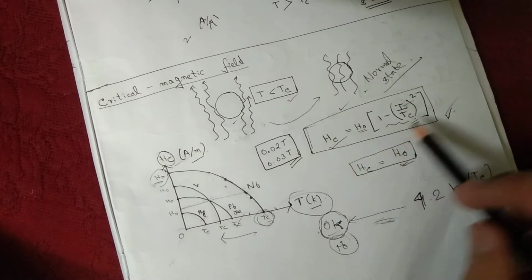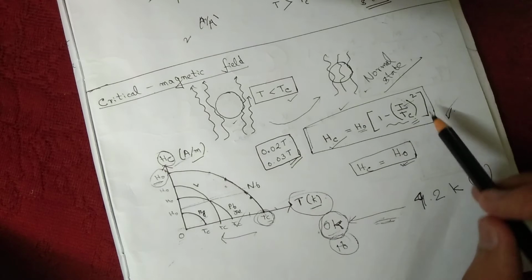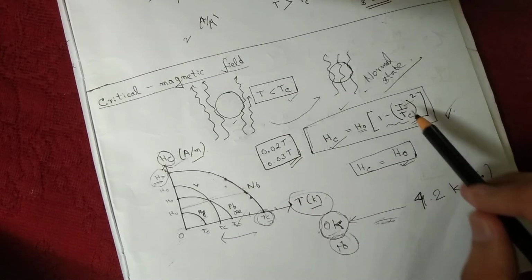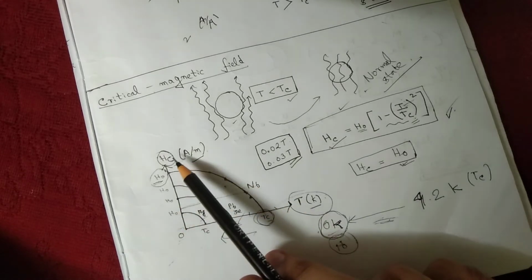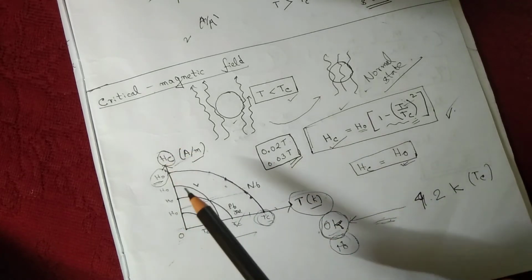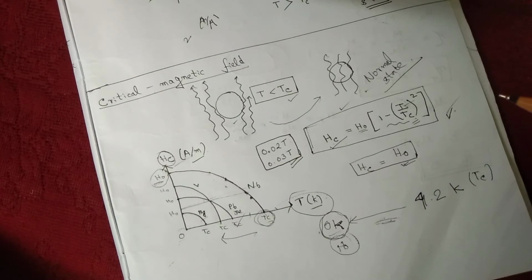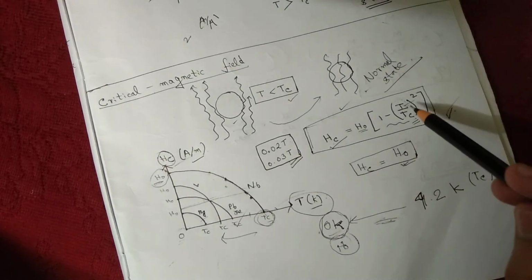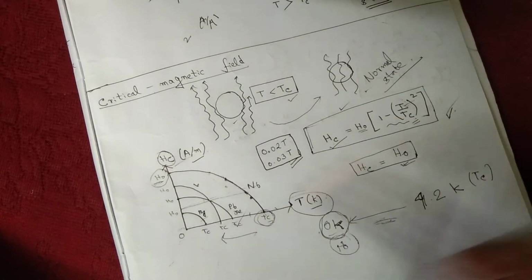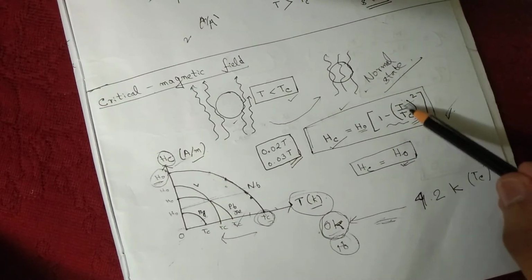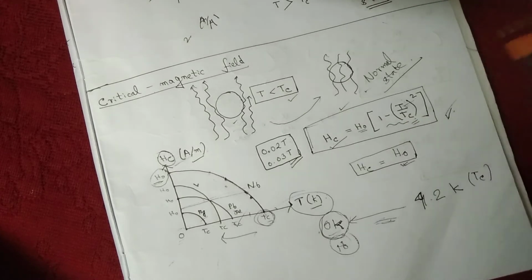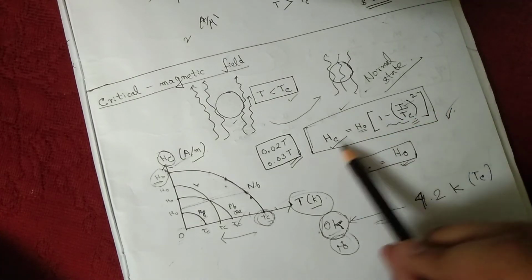So at Tc, if you put Tc in place of T, you can see the value of magnetic field intensity is zero. Just put Tc over here. Tc will cancel with Tc and become 1. 1 minus 1 is 0. So Hc is 0.